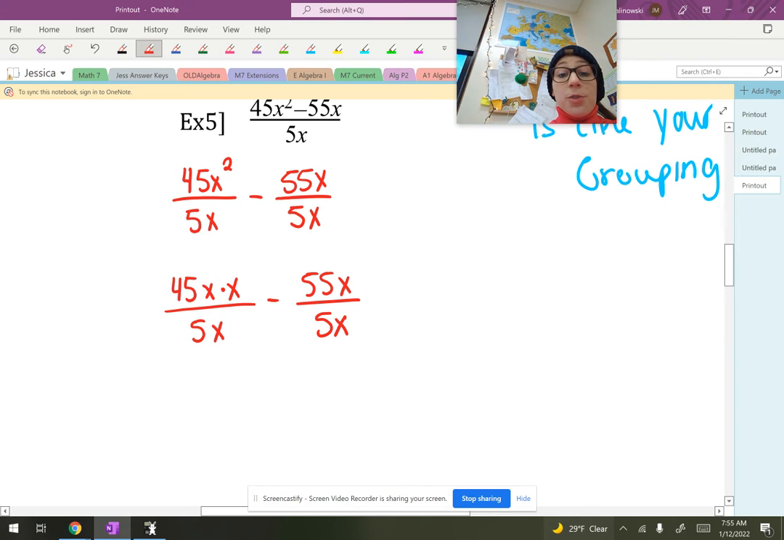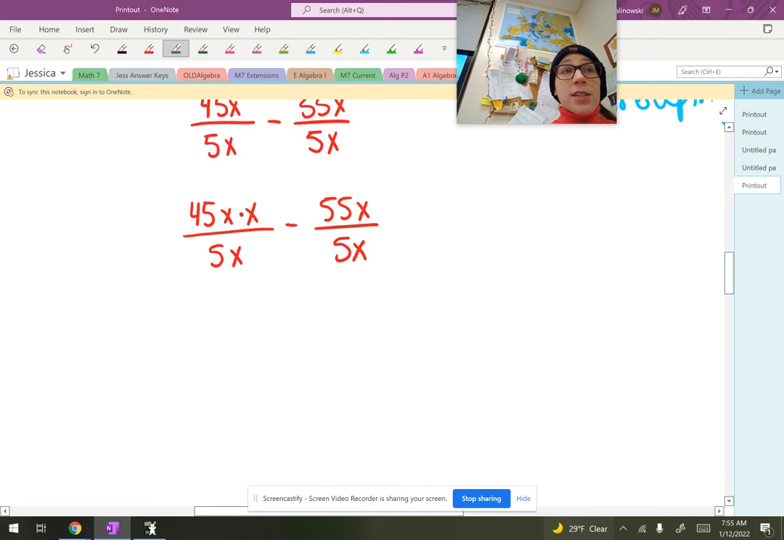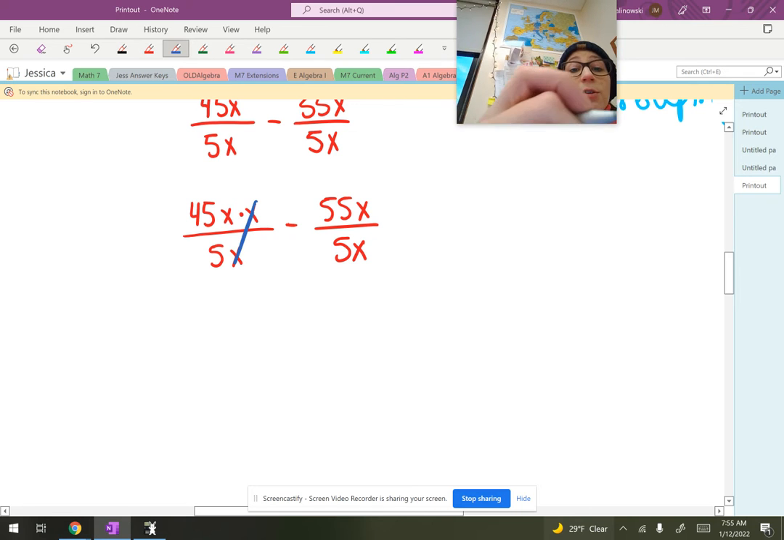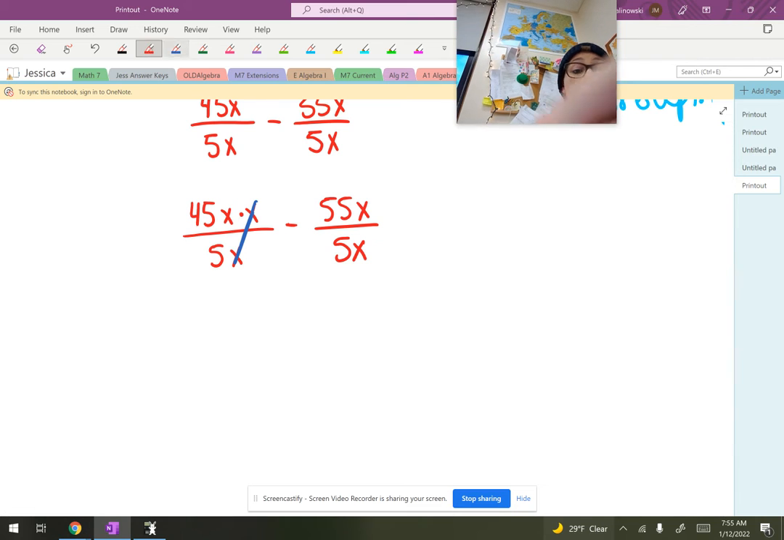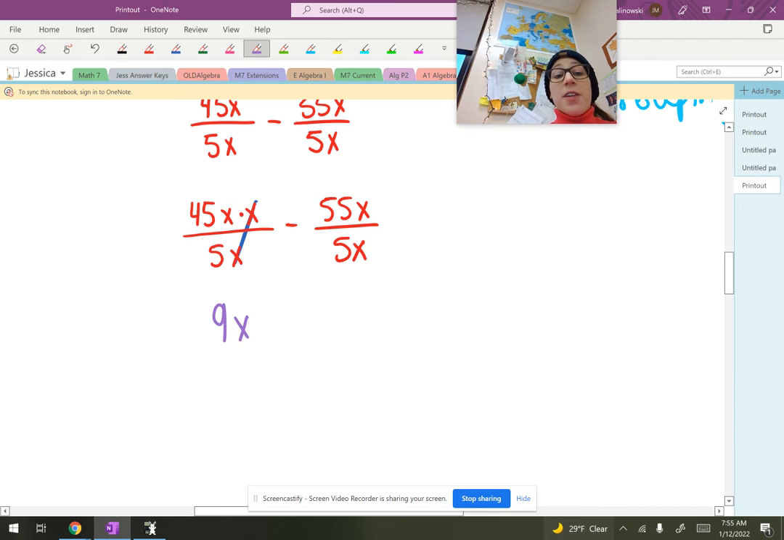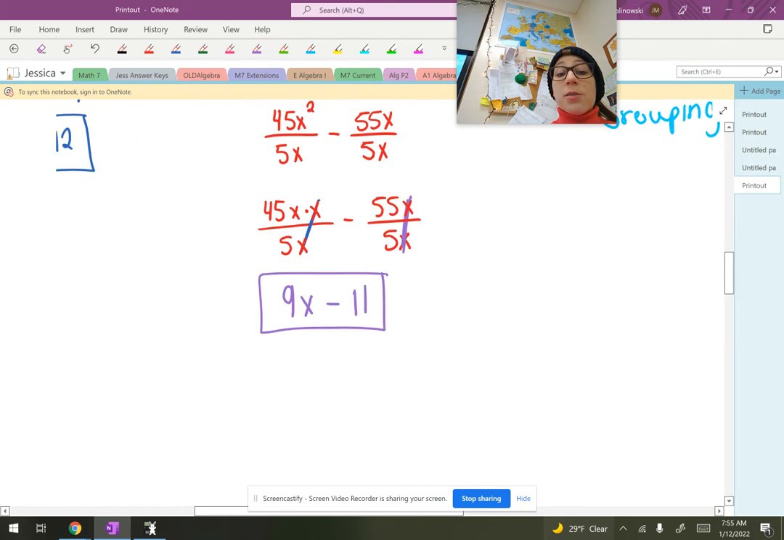All right, so now I can do some canceling here. That x divided by x is going to cancel out because anything divided by itself is 1. 45 divided by 5 is going to turn into 9, and I still have an x left on the top there. Now looking at the other piece, 55 divided by 5 is going to turn into 11, and x divided by x is going to cancel out to be 1, so I have nothing there, leaving my final answer to be 9x minus 11.